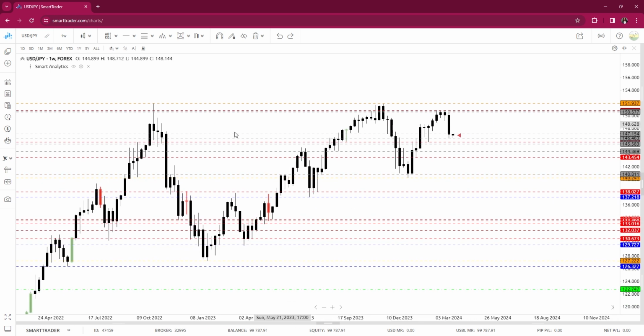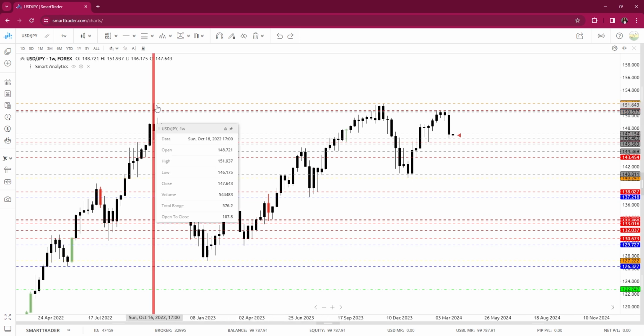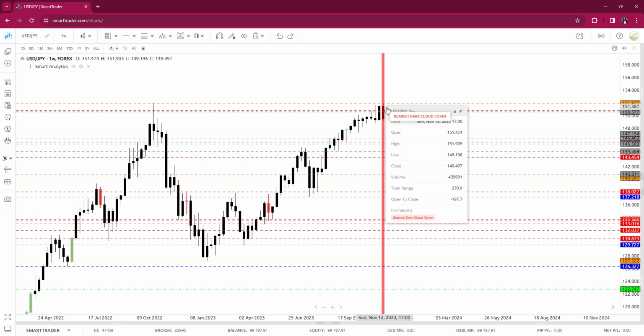More importantly, I'm interested in the fact that we've rejected 3 times off this monthly level at 151937. So we have a rejection here. We have a rejection here. We have a rejection here. And so looking at this and looking at structure, this is not quite a double top. What was the high here? Let me see. 937, 905.